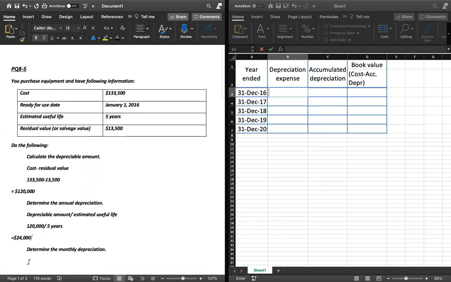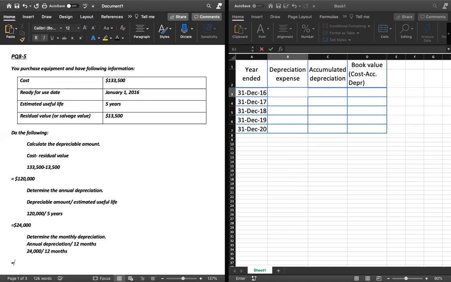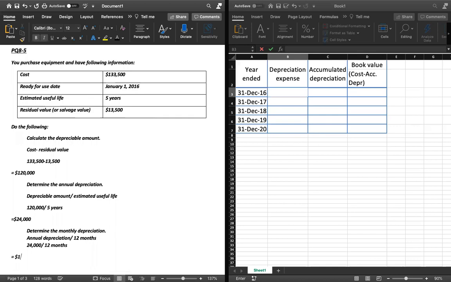Lastly, the question asks us to calculate the monthly depreciation. Monthly depreciation is getting the depreciation per month. We can simply do this by taking our annual depreciation and dividing it by 12 months because 1 year has 12 months. So in this example, we will be taking our previous number that we calculated, which is 24,000, and dividing it by 12 months. We will then get a monthly depreciation of 2,000.